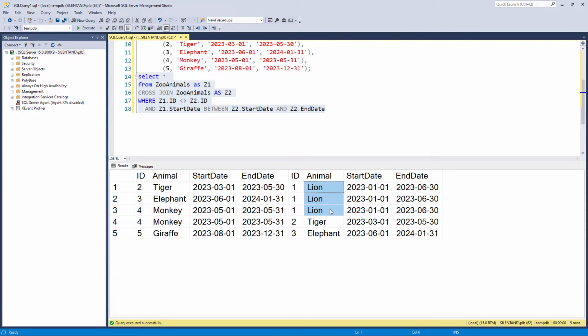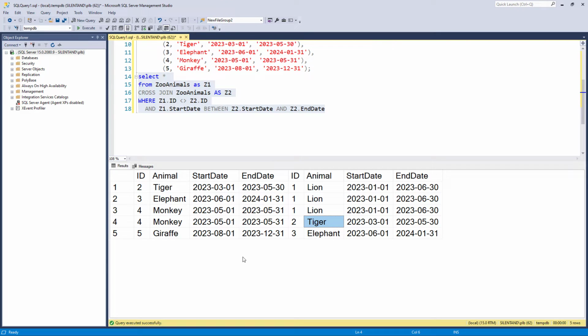So now we have the lion is there at the same time as the tiger, the elephant, and the monkey. The tiger is there at the same time as the monkey and the lion. So there's the tiger. The elephant is there at the same time as the lion and the giraffe. The monkey is there at the same time as the lion and the tiger. And the giraffe is there at the same time as the elephant. And that is actually the correct answer. But it's inelegantly given, because we've got tiger in two different columns.